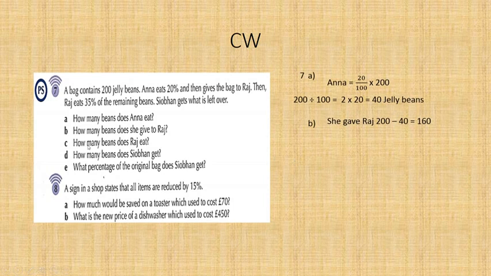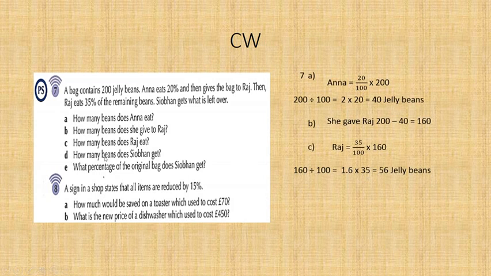Okay, after that, how many beans does Raj eat? Raj eats 35%. So I'm going to get 35% of 160. So it's going to be 35 over 100 times 160, which equals 160 divided by 100, which equals 1.6. And take this 1.6 and multiply by the numerator, which is 35, which equals 56 jelly beans. So Raj eats 56 jelly beans.